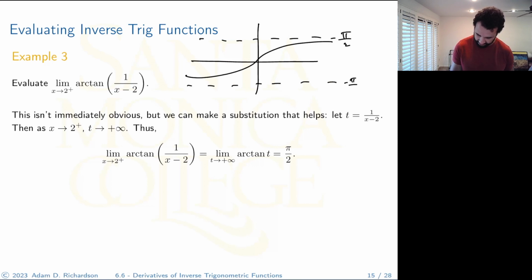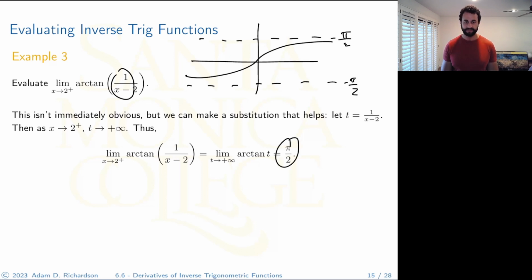Pi over 2, negative pi over 2. That's the graph of arctangent. So as x approaches 2 from the right, arctangent of that value is going to approach pi over 2. And indeed, that's what happens right here.